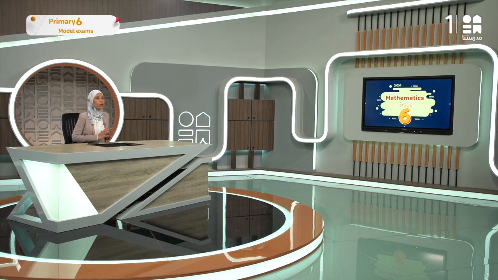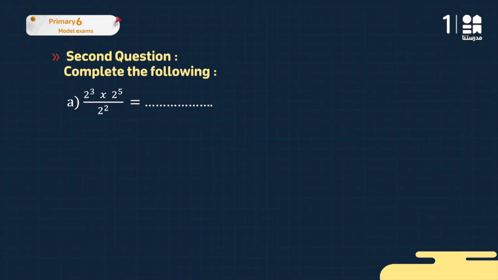If it can, I will. If it cannot, I will do every base alone and then find the final answer. But here I have equal bases, all of them 2, but with different powers, of course. So at the numerator, I will take only one base, which is 2, and add the 5 with the 3. So 5 plus 3 equals 8. And the denominator, I will put it as it is.